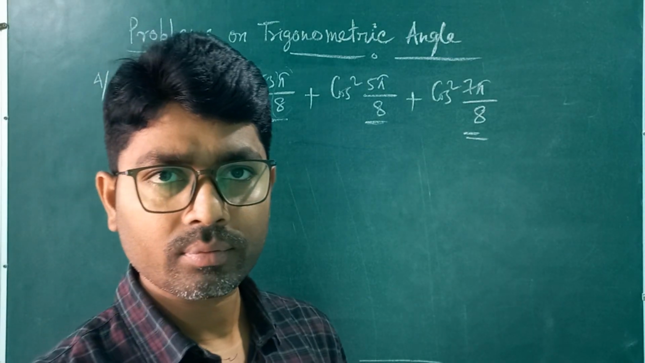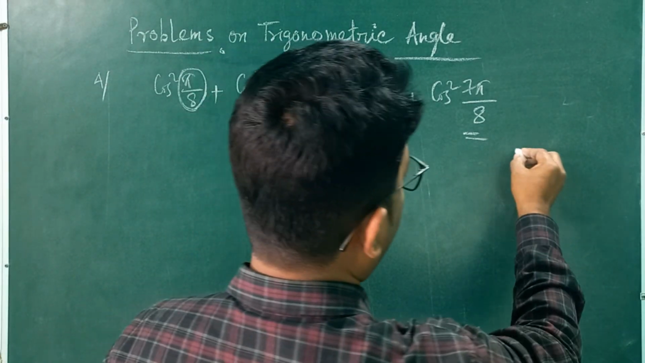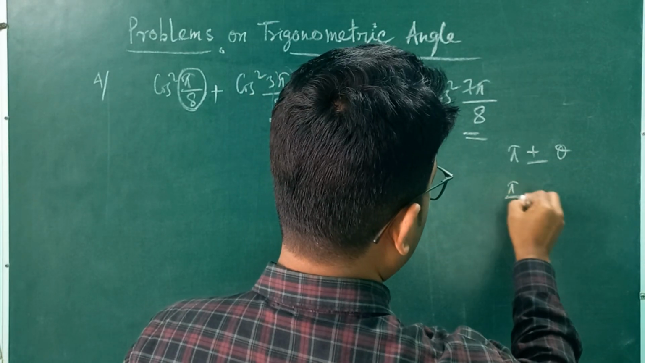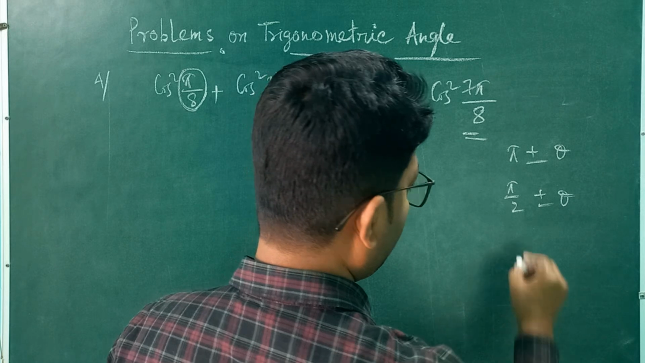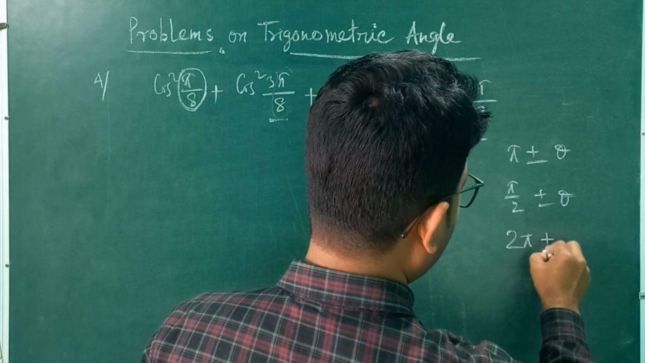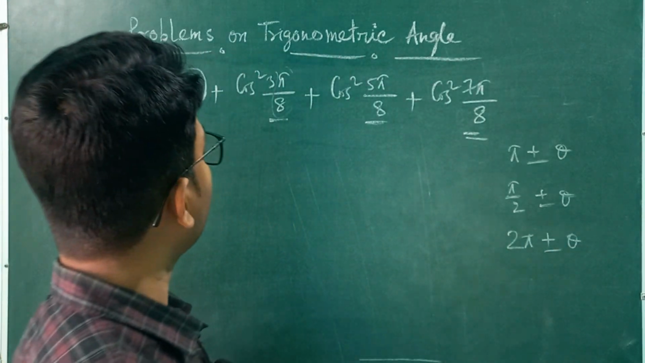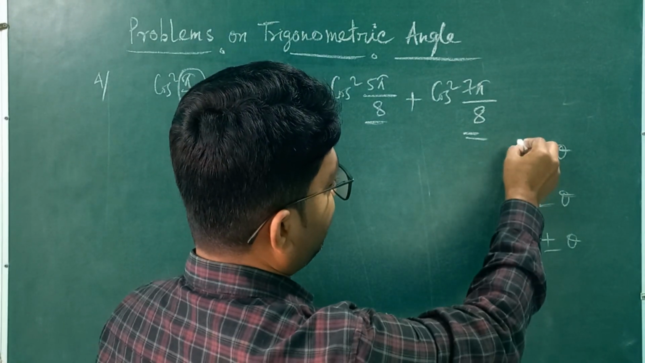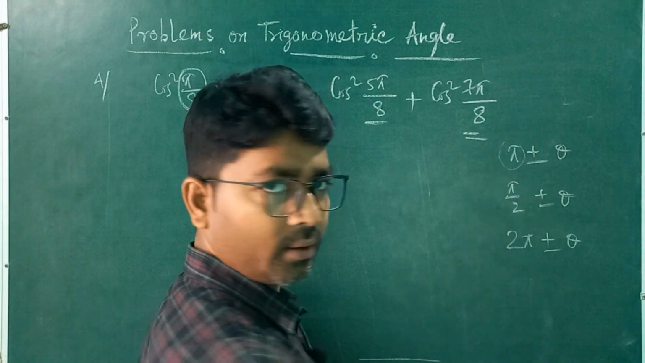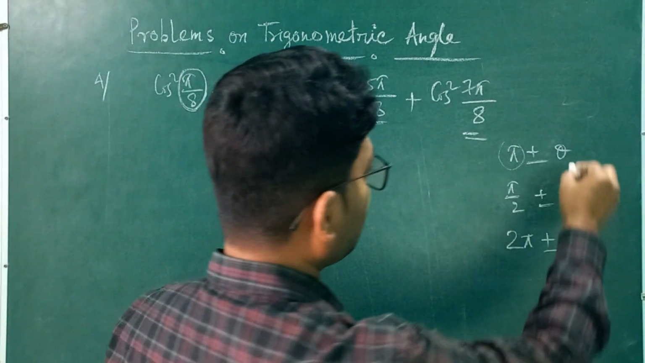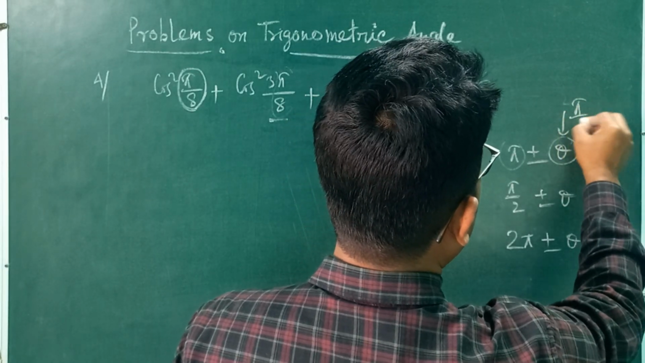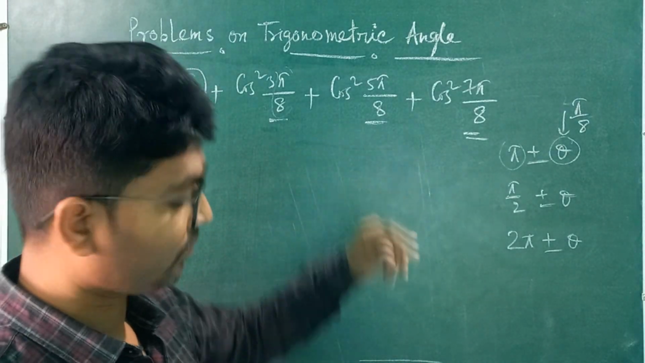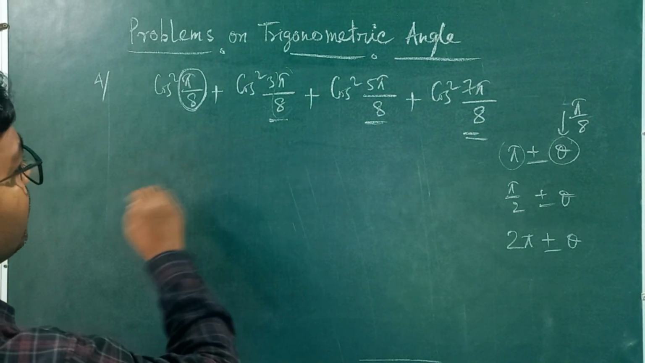So how can we break? We will take it as pi plus minus theta in this form, or pi by 2 plus minus theta in this form, or in any case 2 pi plus minus theta in this form. That is, we have to break the angle in addition or subtraction form, where the first term will be pi or pi by 2 or 2 pi, and the sign will be plus minus. And what is this theta? Here the theta is pi by 8. In this problem our theta is pi by 8, so we have to match. So see how we can break this angle.